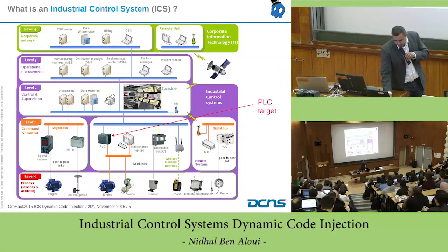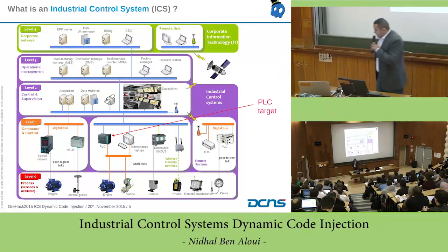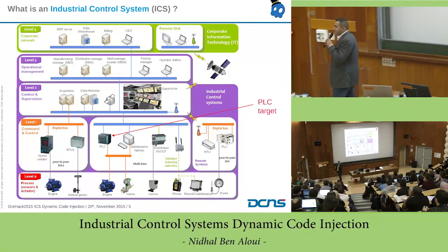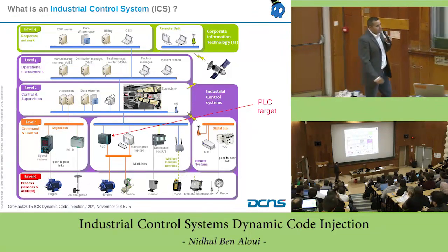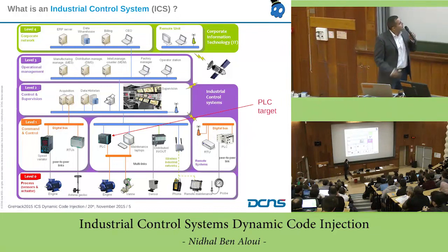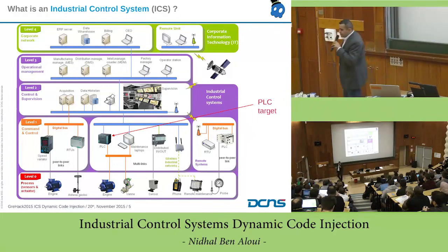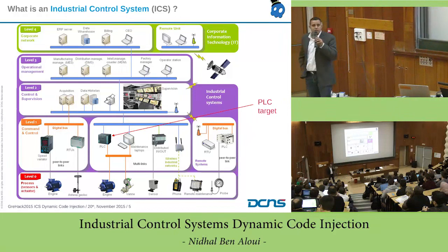So I think that is clear. And the target of this presentation of the dynamic injection code is the PLC here. So I put two examples of PLC. This target is the Siemens PLC, so S7-300.